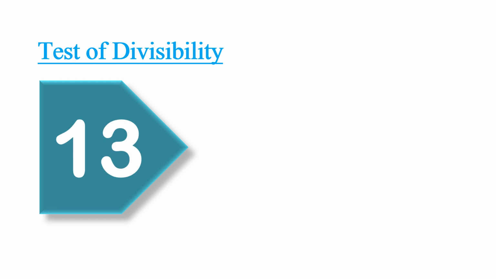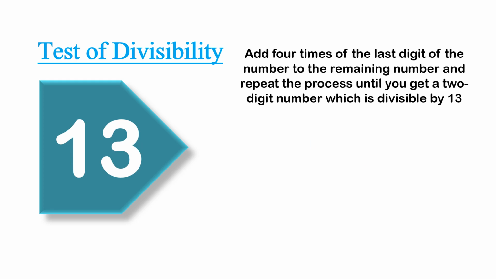Let's see the test of divisibility of 13. Process: first we have to add 4 times the last digit of the number to the remaining number. This process will be repeated till we get a 2-digit number which is divisible by 13. Let's understand with an example.